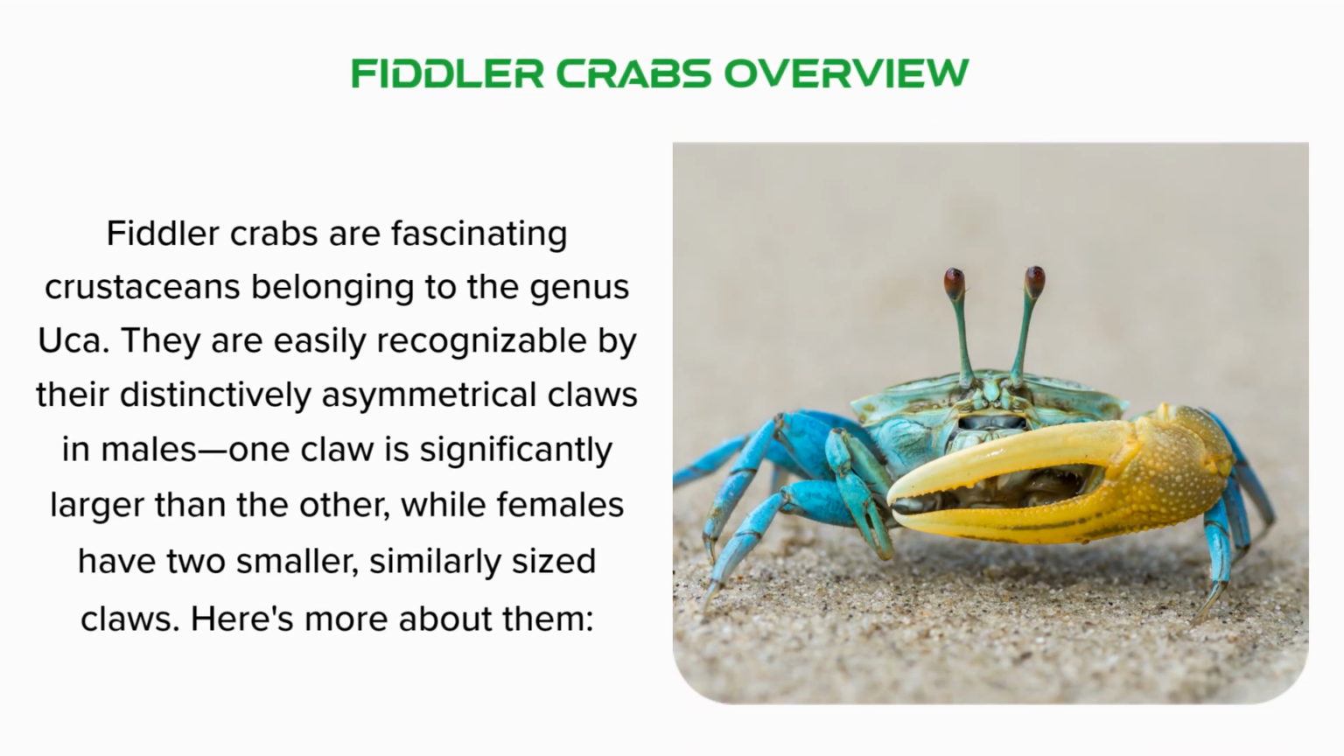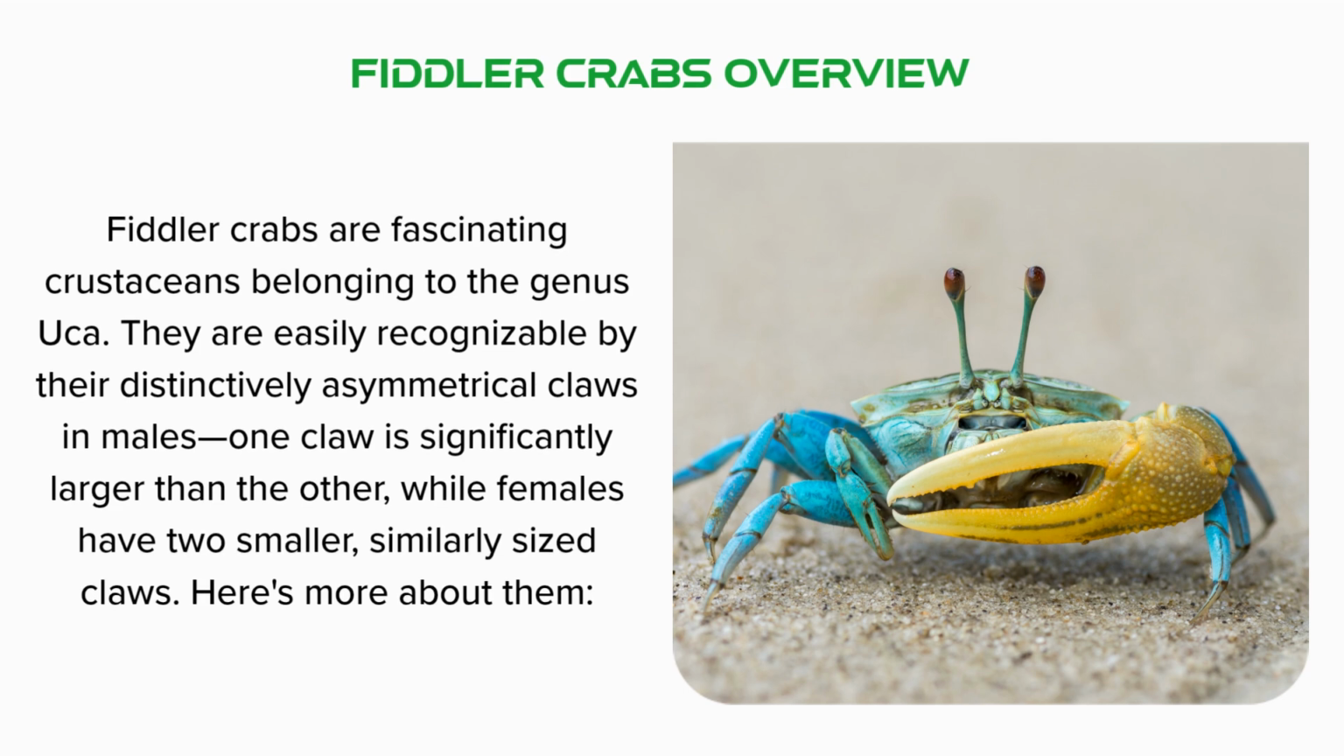Fiddler crabs overview. Fiddler crabs are fascinating crustaceans belonging to the genus Uca. They are easily recognizable by their distinctively asymmetrical claws in males. One claw is significantly larger than the other, while females have two smaller, similarly sized claws. Here's more about them.